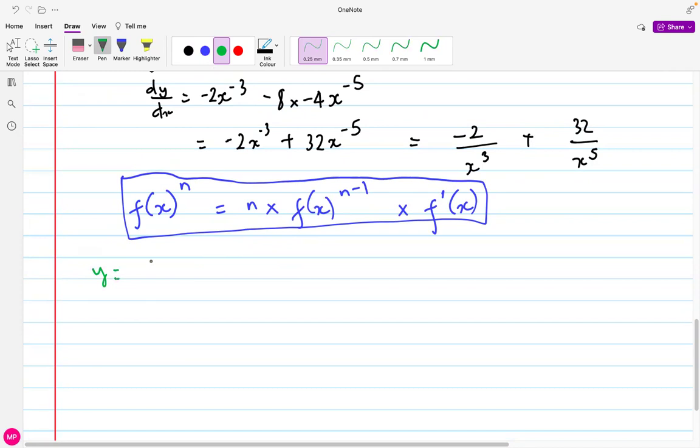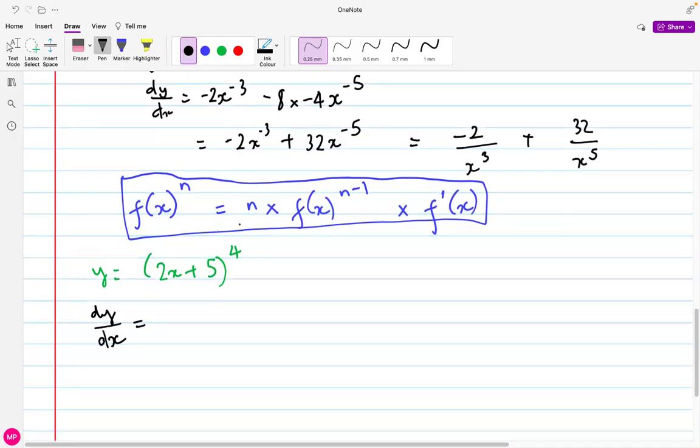Let's say I have y equals (2x + 5) to the power of 4. You don't want to expand this, do you? Because to the power of 4 is too much. And you can see f(x) here to the power of n, so you're ready to apply the formula. So dy over dx equals, n is 4, so 4 times f of x, which is the whole thing, (2x + 5), to the power of 4 minus 1, and you times by the derivative of 2x + 5.